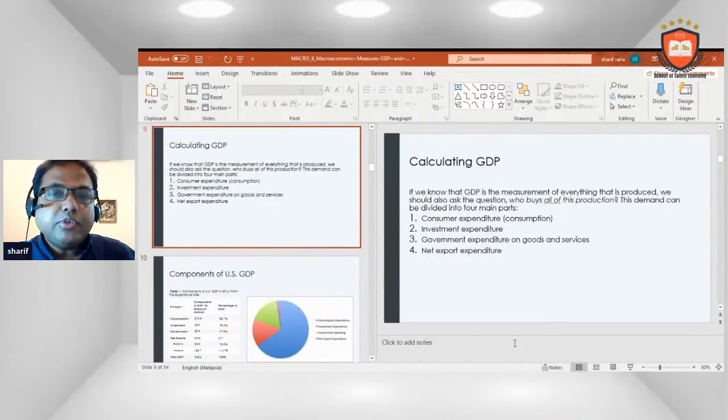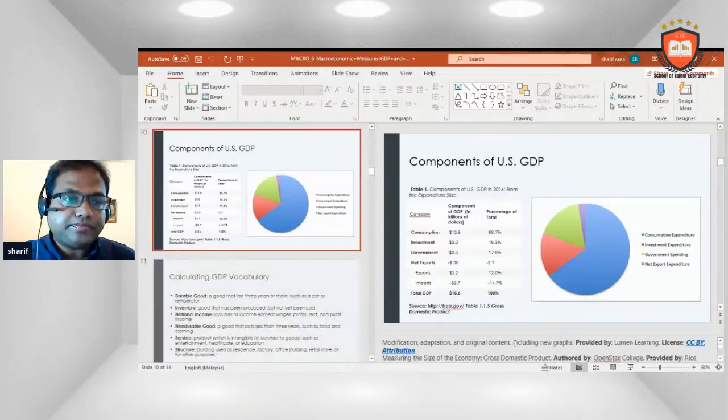Calculating GDP. If we know that GDP is the measure of everything that is produced, we should ask the question: who buys all the production? This demand can be divided into four main parts: consumer expenditure, investment expenditure, government expenditure on goods and services, and net export expenditure.